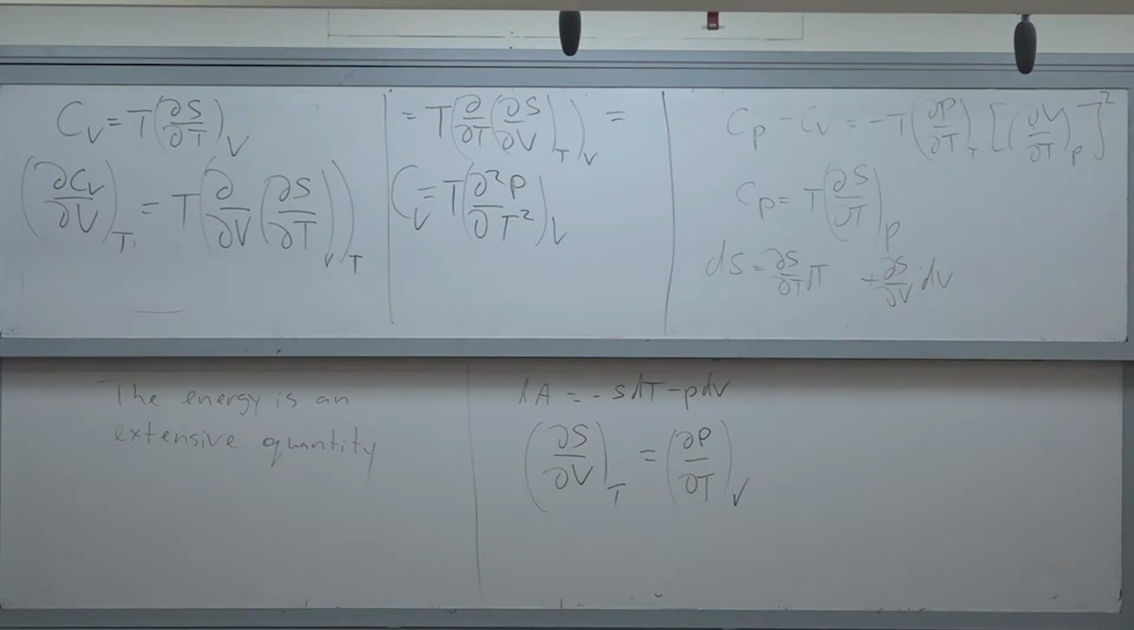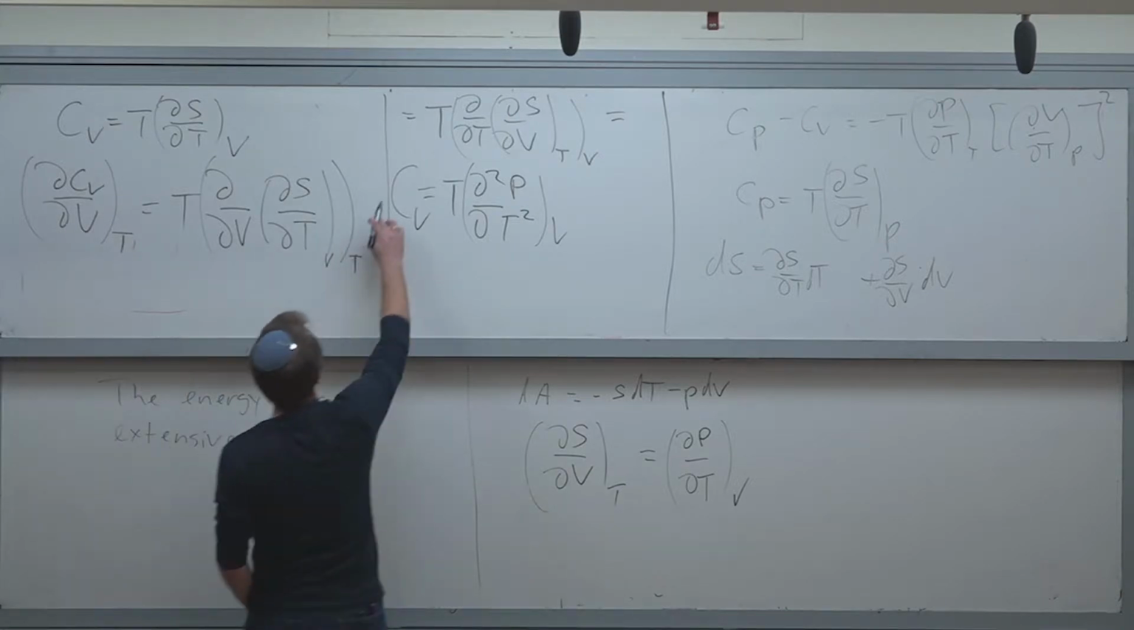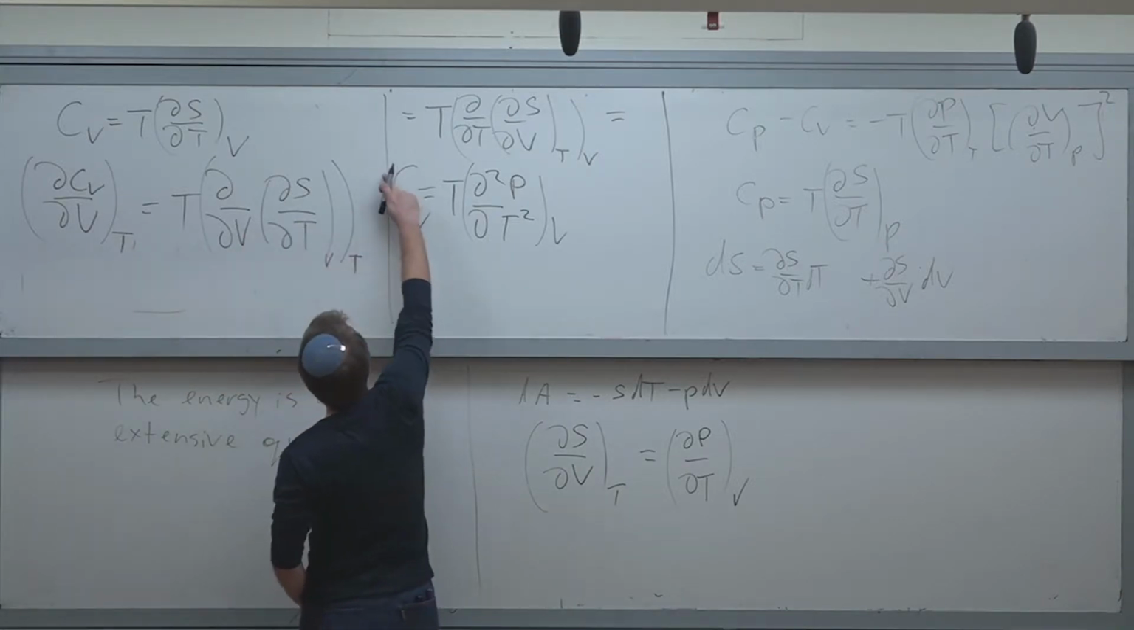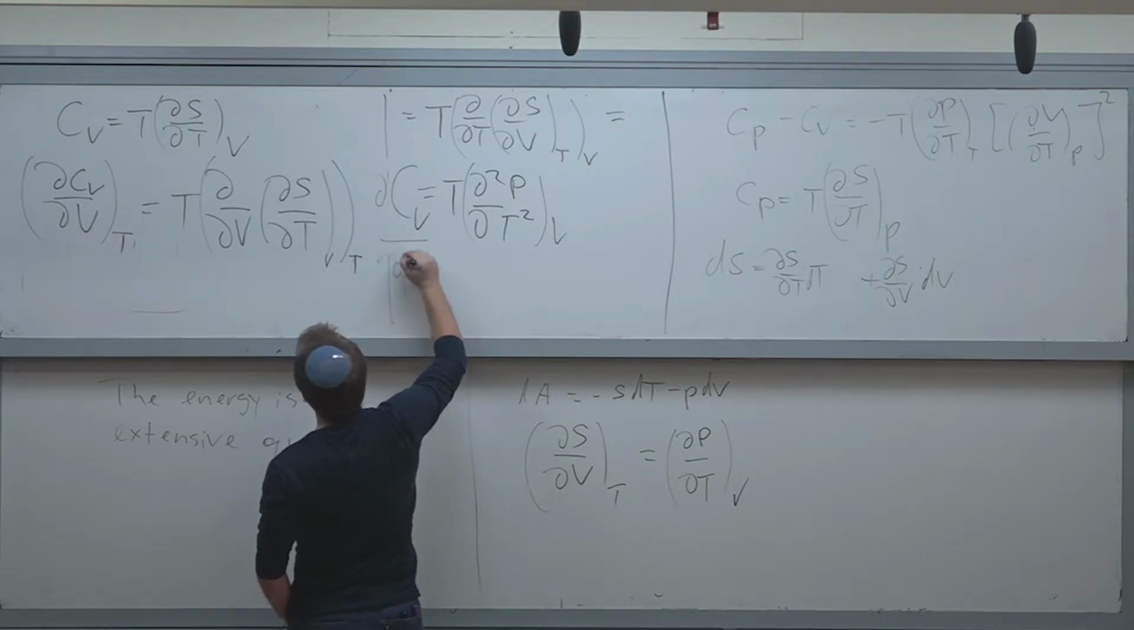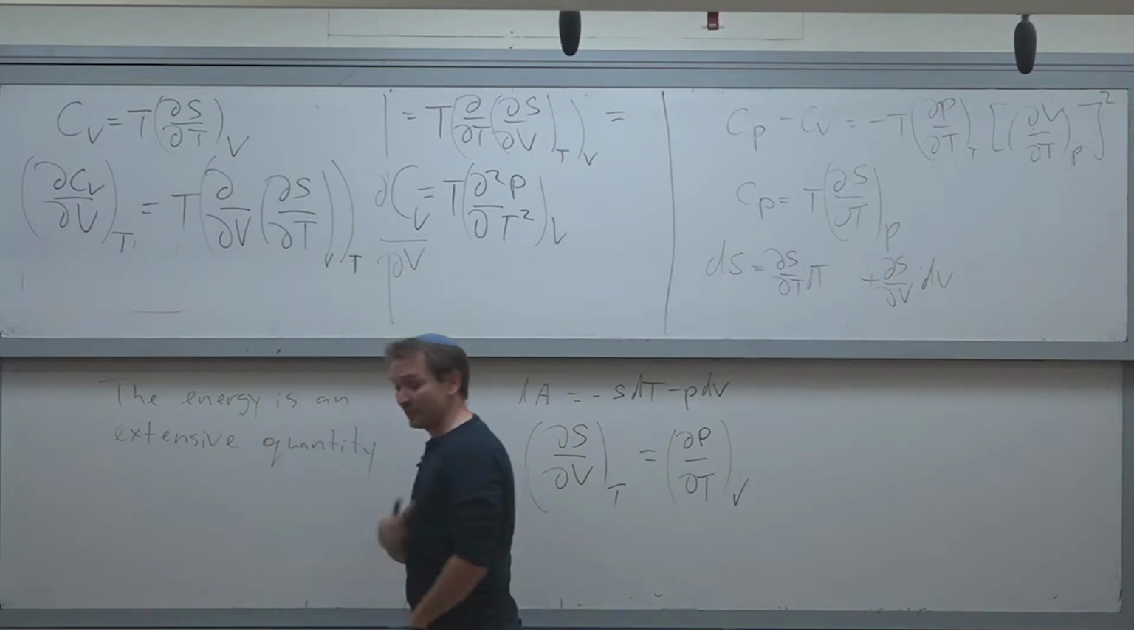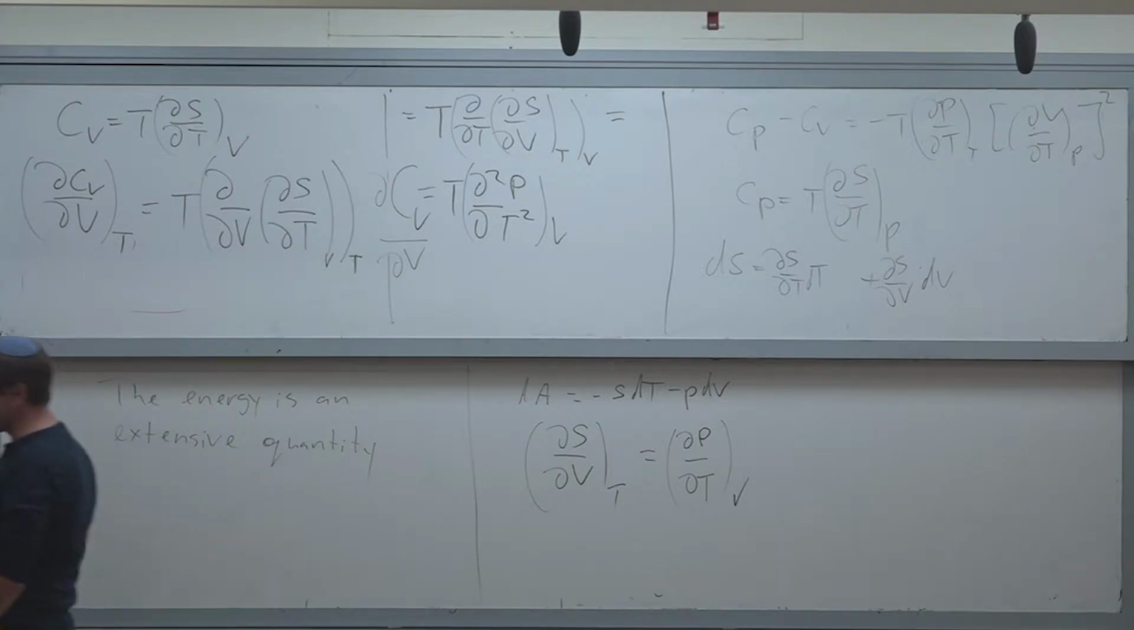Sorry, a question. In the previous section, shouldn't the expression here be equal to the derivative of Cv, not the Cv itself? Yep, you're right. So we started from this, dCv over dV. You are absolutely right. Thank you. Thanks.